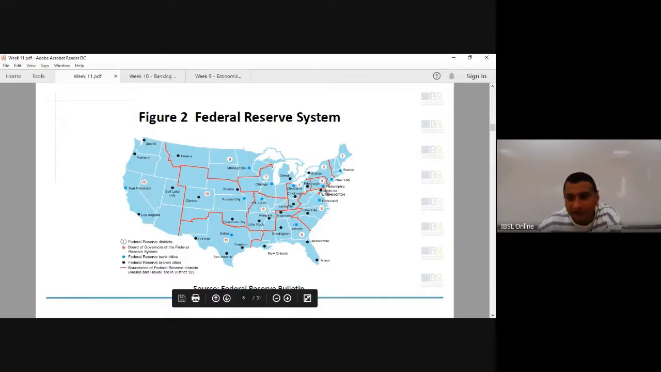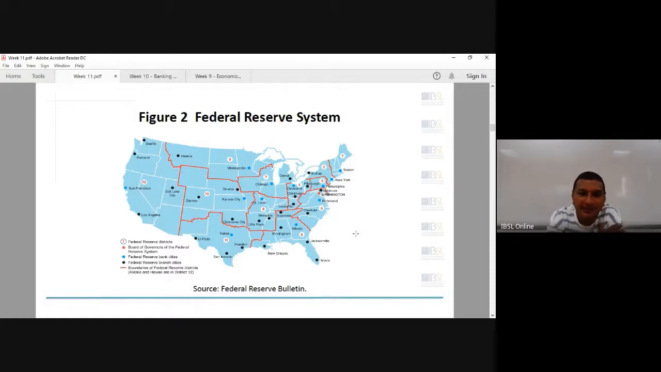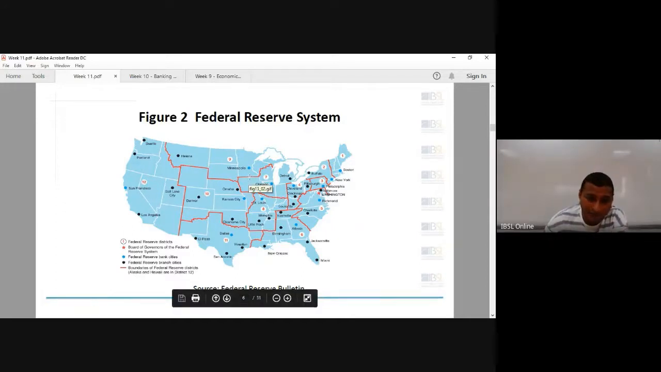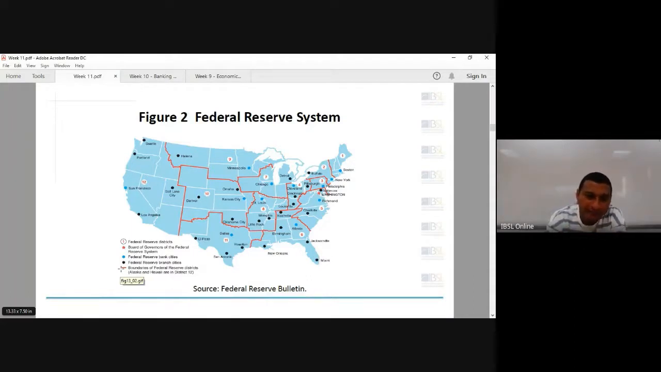And you see Boston, New York, Philadelphia, Cleveland, Richmond, then Atlanta, Chicago, St. Louis, Dallas, Kansas, Minneapolis, and then San Francisco. These blue dots are the Fed Reserve banks. And along these blue dots, you also see the red star, that is the Board of Governors of the Fed Reserve System, which is here in Washington.